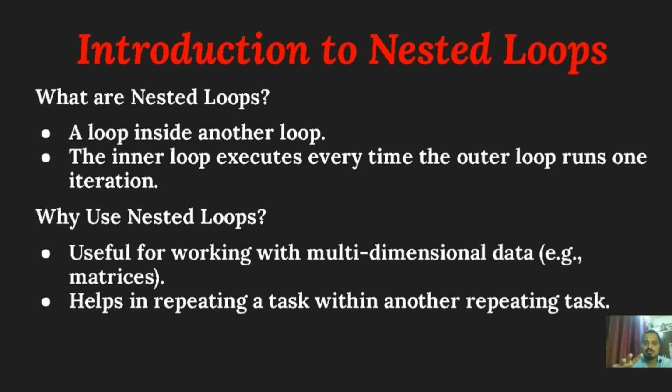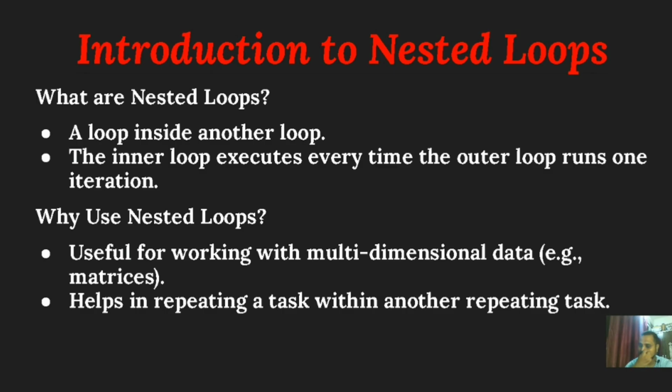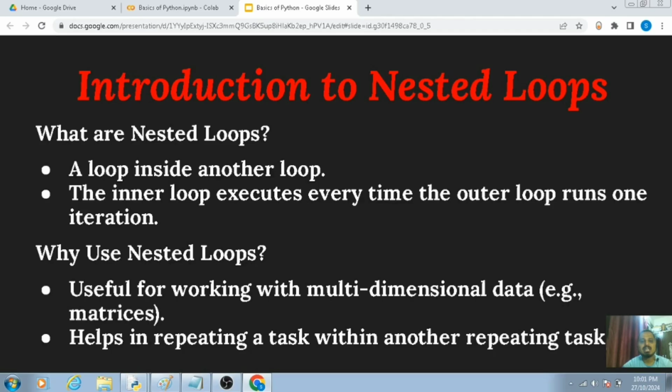What do I mean? Let's consider a clock in which we have one hour hand and one minute hand. For each hour there is a full rotation of the minute hand. Similarly, the inner loop completes its full execution for each iteration of the outer loop. Nested loops are useful in multi-dimensional data like a matrix, and in tasks where we have to repeatedly do a repeating task. Now let's go to Google Colab and see how we can create a nested loop.